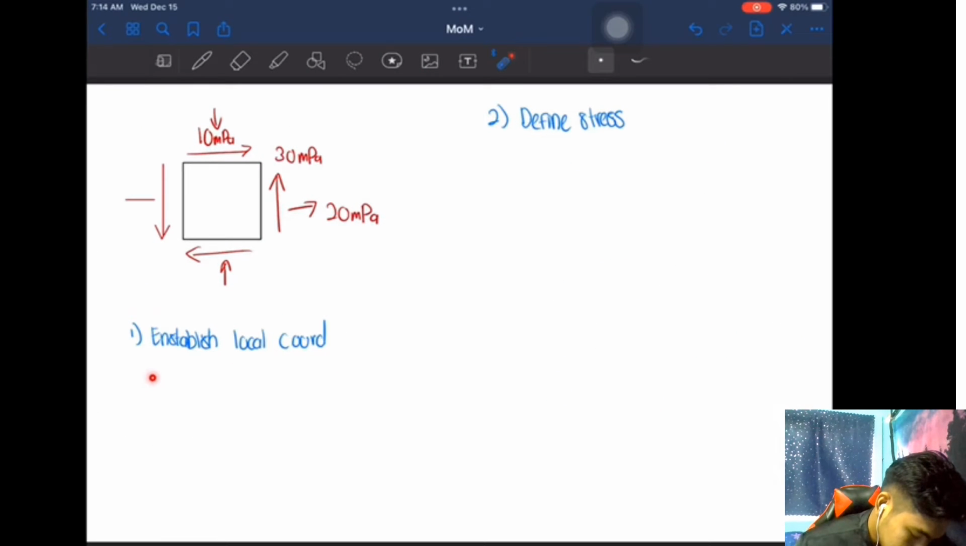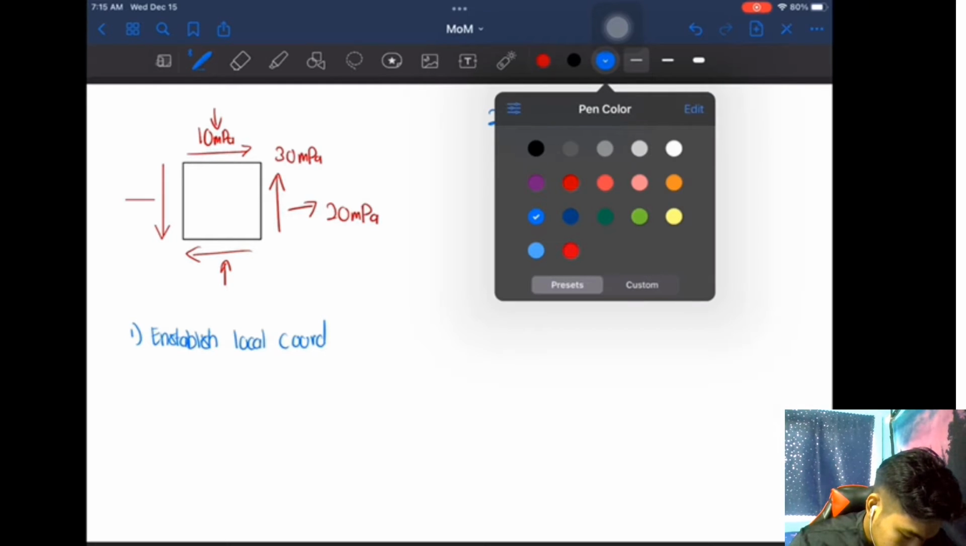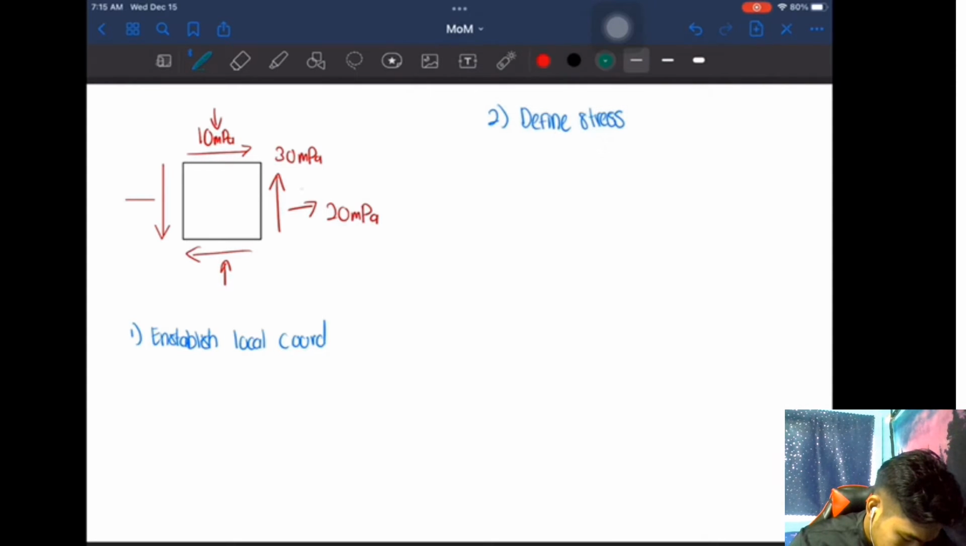Okay, the first thing that I want to do is establish the local coordinate system, and technically you can use any direction for x and y. Let me choose a color first. And okay, to start it off, I'm going to start with x horizontal and y vertical.